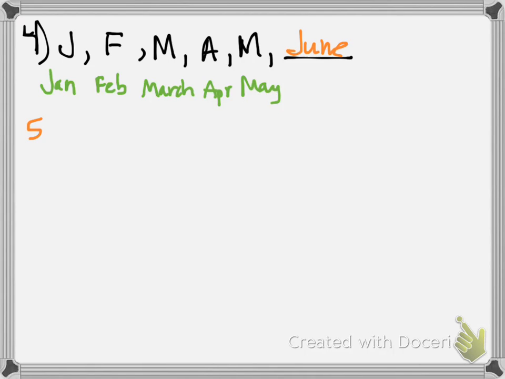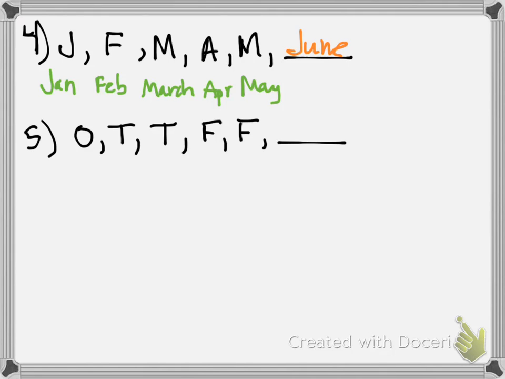Alright, we've got one more. Try to mess with your mind. O, T, T, F, F, and what would come next? So again, we think of words that might have something to do with what we're used to. What about the numbers? 1, 2, 3, 4, 5. So our number would be 6. And that would start with the letter S. Alright, good luck.